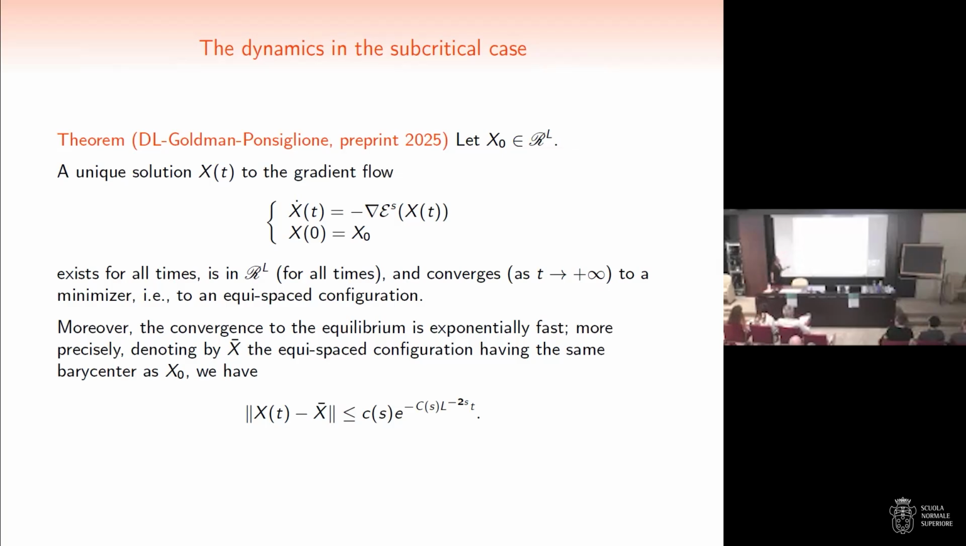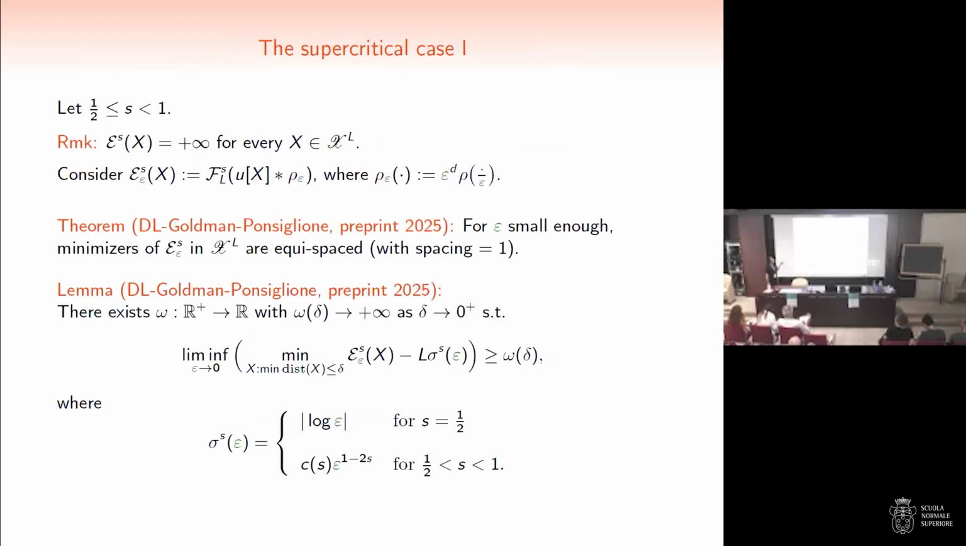Okay, so this is what happens in the subcritical case, but in the previous slide I told you the important case is s equal to 1/2, which is excluded by the computation that I've done until now. So let me see what happens in the critical and supercritical case.